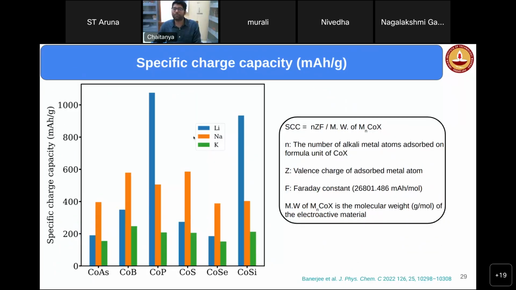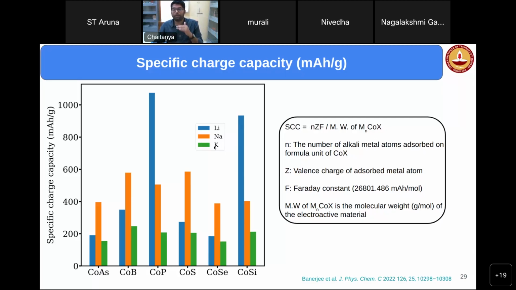Next, after calculating this, we also wanted to calculate the specific charge capacity, which tells us how much charge per gram you can store on these materials. The formula for calculating this is this, where n is the number of alkali metal atoms adsorbed onto the formula unit. If you remember, for the case of lithium, cobalt phosphide is the one that adsorbed about 5 lithium layers. For that reason, you can see the specific capacity for that is very high, because the specific charge capacity is directly proportional to the number of atoms. The charge is the same for lithium, sodium and potassium, because each only delivers 1 electron. The only difference will be based on the molecular weight.